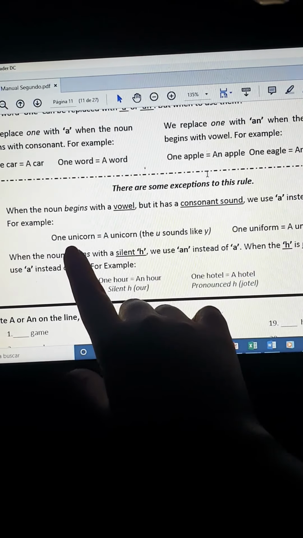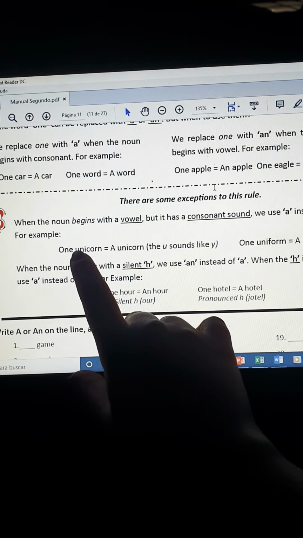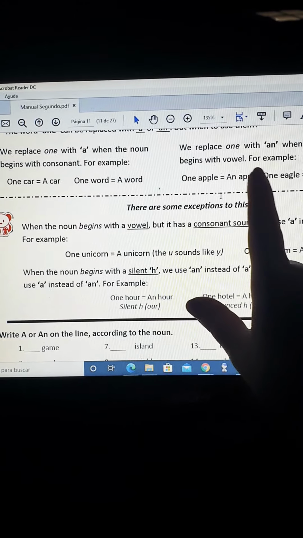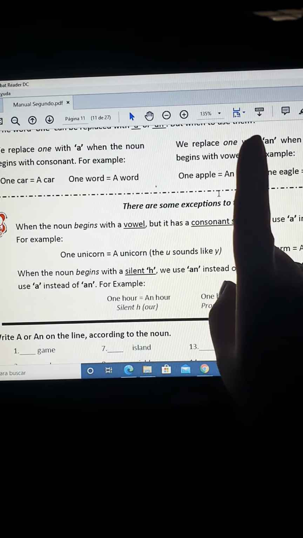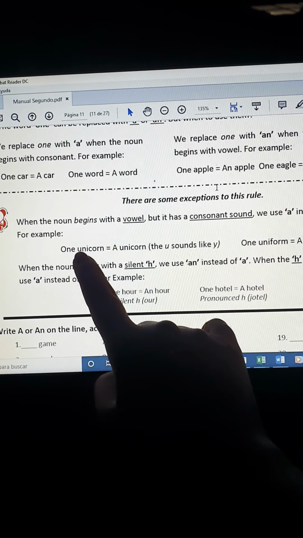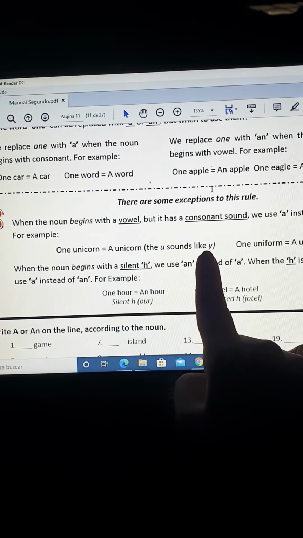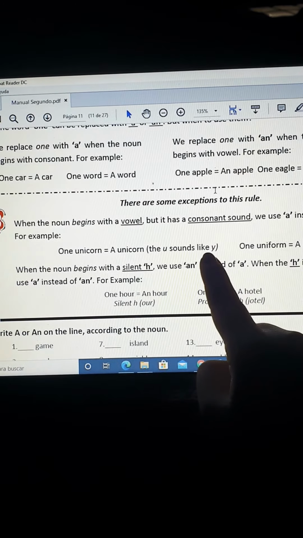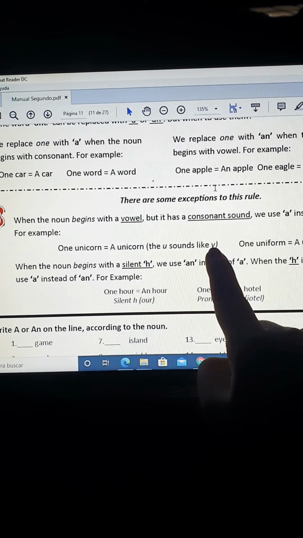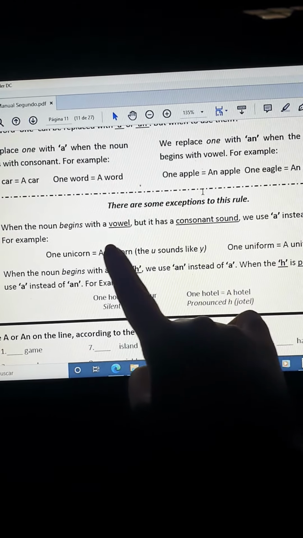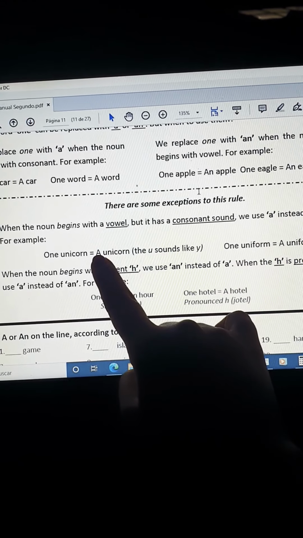For example, here, unicorn. So, unicorn begins with a vowel, okay? But the sound sounds like Y. Unicorn. It's not "unicorn." Unicorn, okay? Sounds like Y. Therefore, we don't say an unicorn. We say a unicorn.